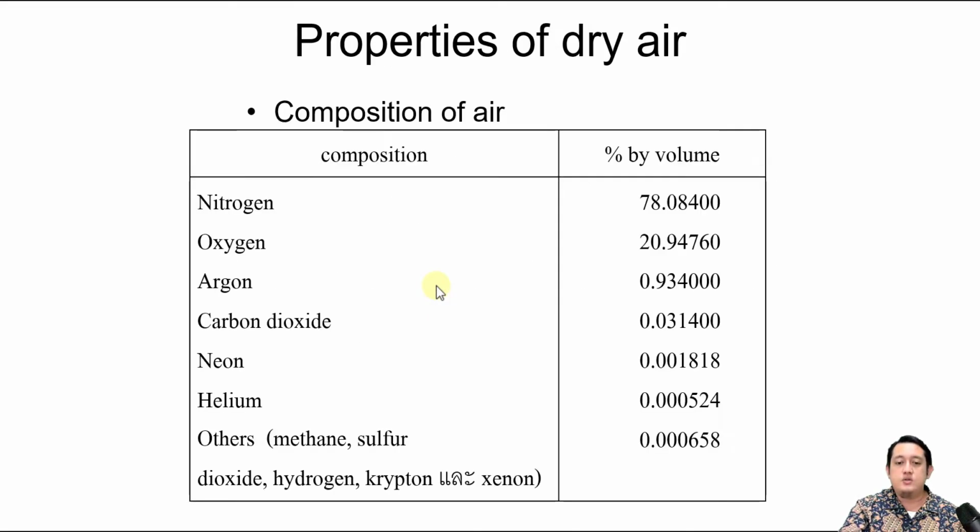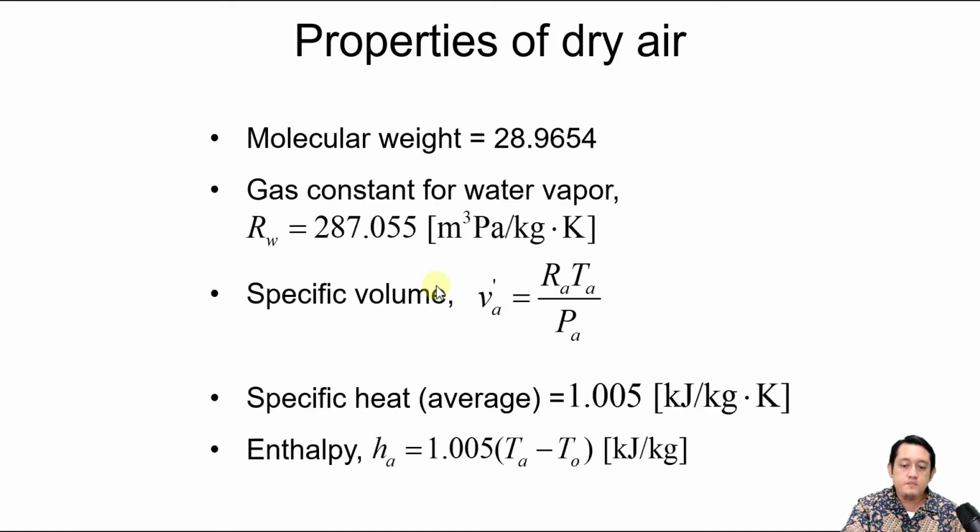Before that, let's look at the properties of our dry air. As you can see here, the composition of air, most of it is nitrogen, 78%, then oxygen, argon, carbon dioxide, neon, helium, and others. This is the part that is gas. Actually, inside our air we also have water vapor.